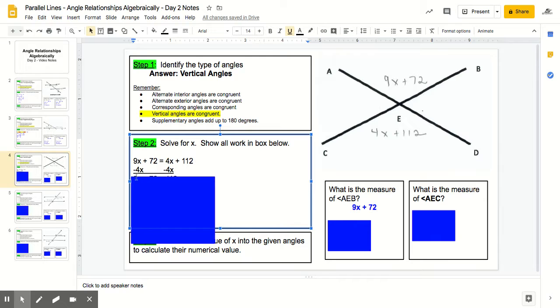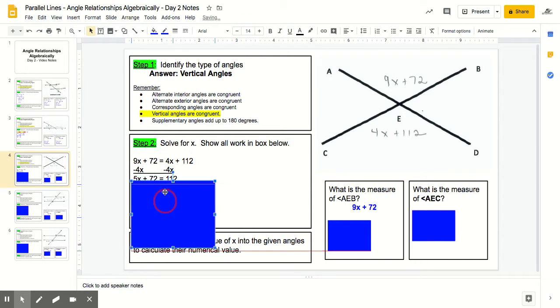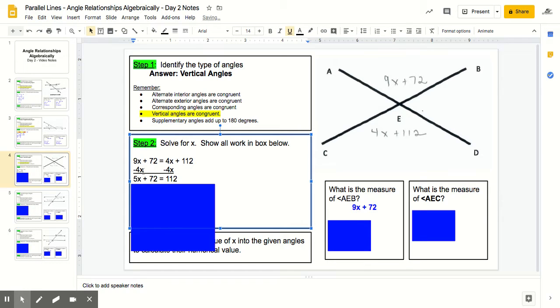Again, be sure to line your 4x up with its like term, which is 9x. And then I just got to simplify this. 9x minus 4x is 5x. Bring down the plus sign, bring down the 72, bring down the equal sign. 4x minus 4x cancels each other out, and I bring down a positive 112. Now I have a basic two-step equation that I have to solve.